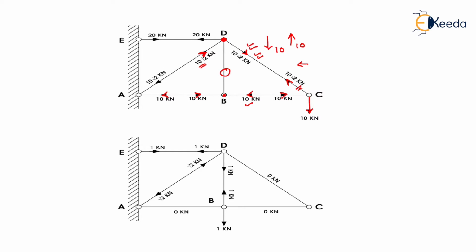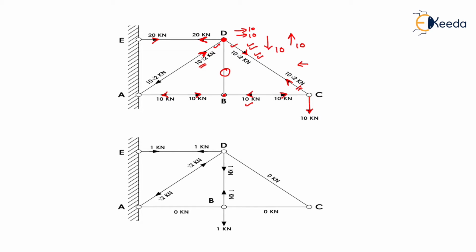Now to maintain the horizontal equilibrium of joint D, we need to create a force in this direction, because due to this inclined component and this inclined component, a 10 kilonewton force will be acting like this each. So a total 20 kN force is acting in the rightward direction. To maintain the horizontal equilibrium of joint D, we need to create a force of 20 kN in this direction. Now to maintain the member equilibrium of ED, we need to create a force of 20 kN like this.